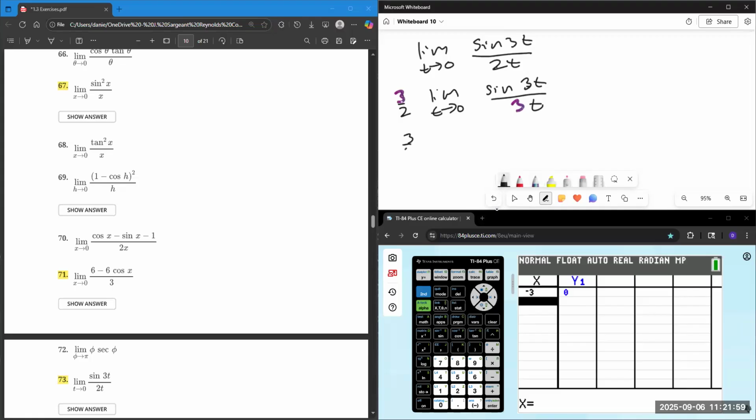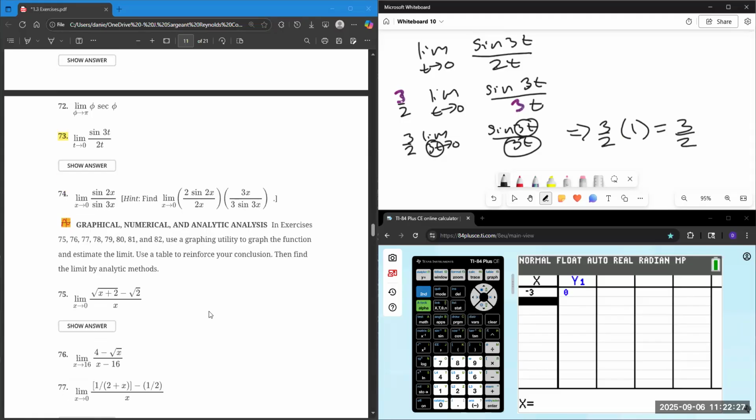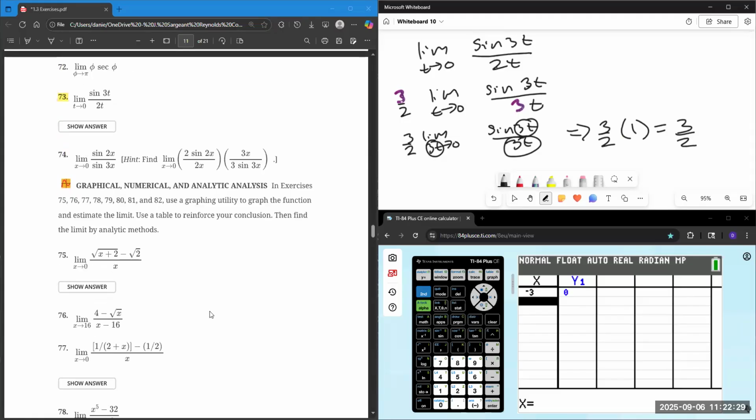I'm going to get 3/2 times the limit as, and then I'm going to say if t is going to 0, let's multiply by 3 on both sides there. So 3t is going to 0. Sine of 3t over 3t, and this, and this all match, which is what I need for my identity. So that's going to be 3/2 times 1 is 3/2. I'm calling it an identity. Your teacher may just call it a special trig limit.